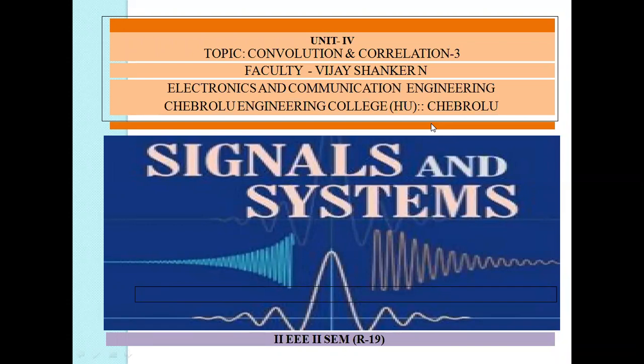Today, we are going to discuss convolution and correlation, the third one. We already discussed the properties of cross correlation in energy and power. Now we go for discussion about the autocorrelation, the properties of energy and power signals. Autocorrelation.